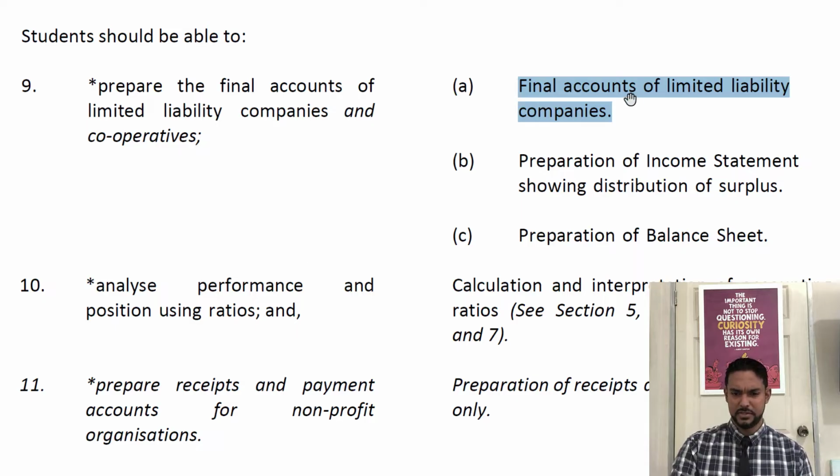But here, and you're seeing I have something highlighted, final accounts of limited liability companies. What are final accounts? Income statement, balance sheet. You also have something called the cash flow statement, which is done in Form 6, Unit 1, CAPE Accounting. And you also do have, yes, the statement of changes in equity, but it is not explicitly stated here. And I think for the sake of clarity, it should be stated if you all have to know that.